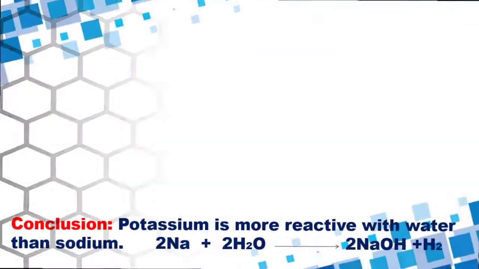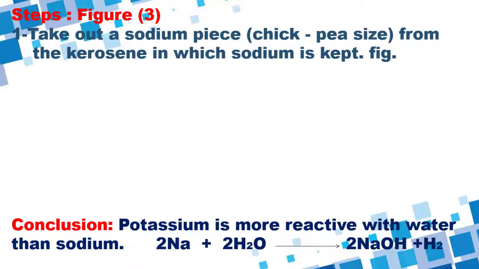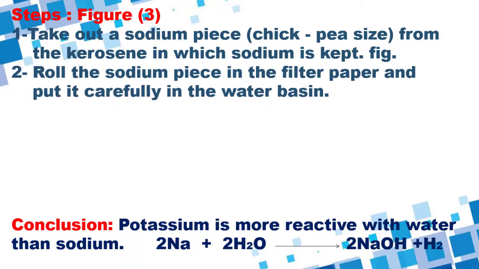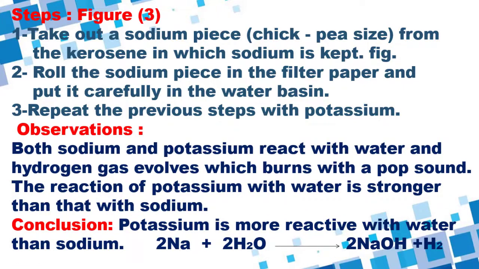Activity to prove the alkaline metal property of these elements. Number 1, take out a piece of sodium from the kerosene in which sodium is kept. Number 2, roll the sodium piece in filter paper and put it carefully in water. Number 3, repeat the previous step with potassium. Observation: both sodium and potassium react with water and hydrogen gas evolves, which burns with a pop sound. The reaction of potassium with water is stronger than that of sodium.